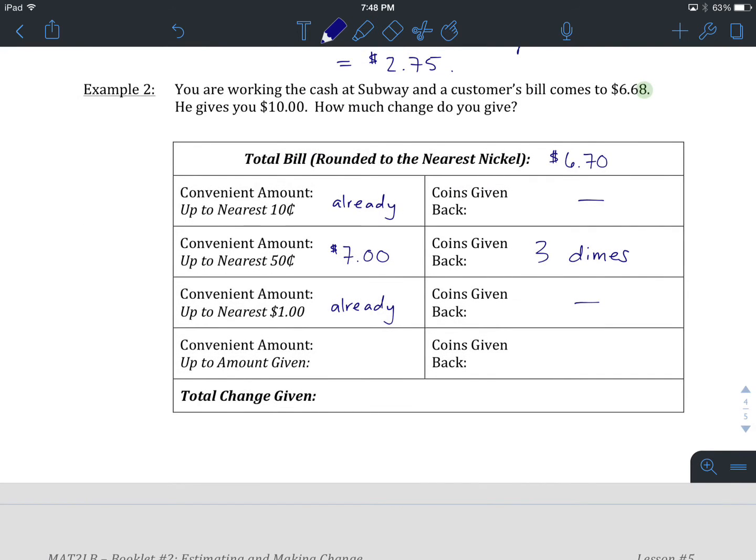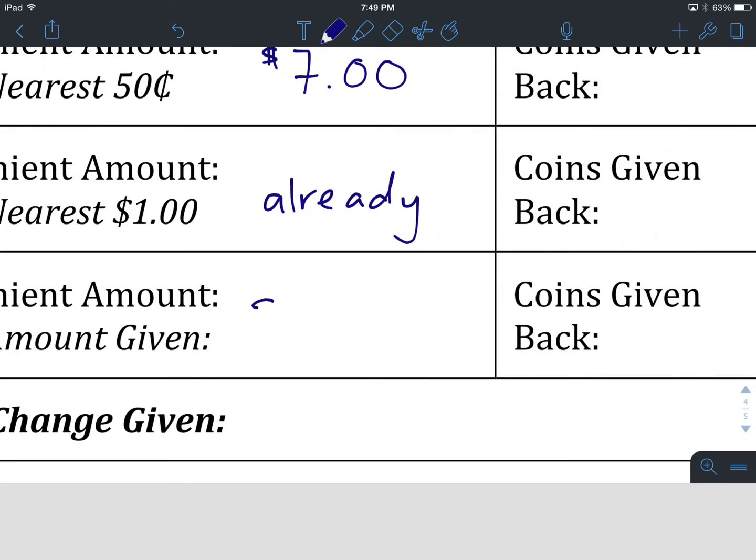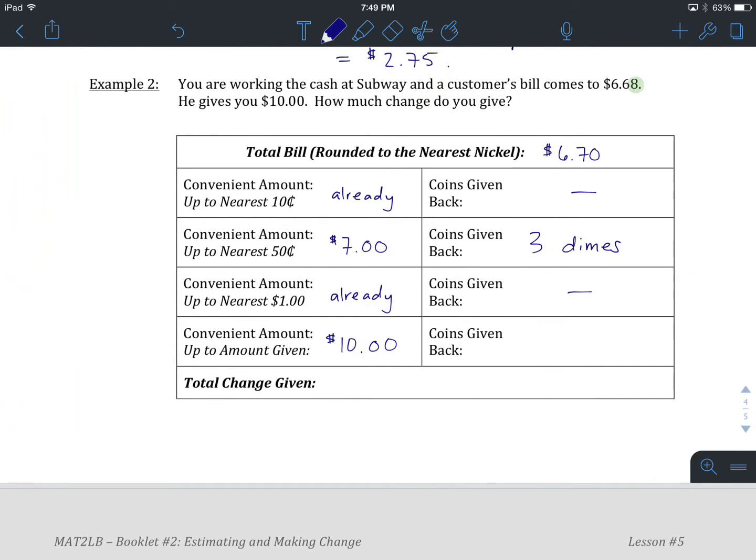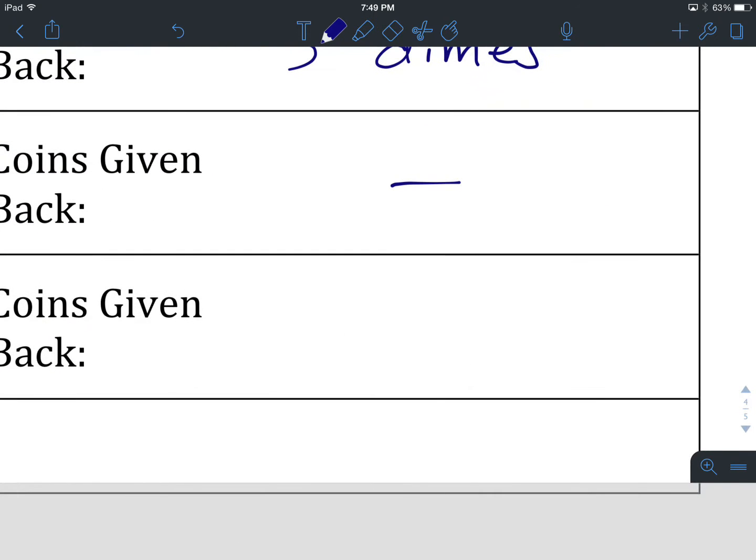The final step is to look at how we move from the last convenient rounding to the amount our customer actually gave us. Our customer actually gave us $10. So how do we move from $7 to $10? 1 toonie and 1 loonie.